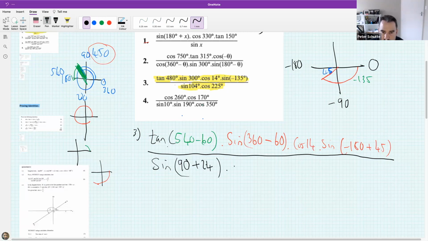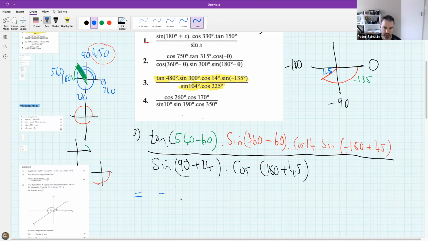And then here, I'm going to say cos 180 plus 45. Now, I have used a vertical axis here. I didn't have to. I could have said something different, but I'm just kind of trying it on. So let's go to the next one.